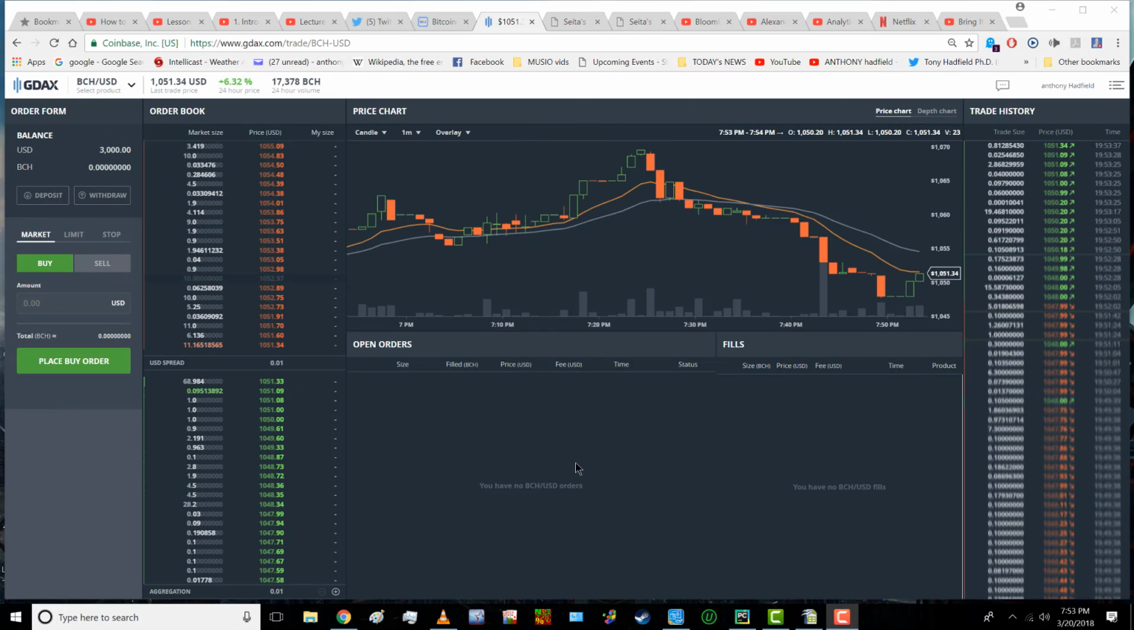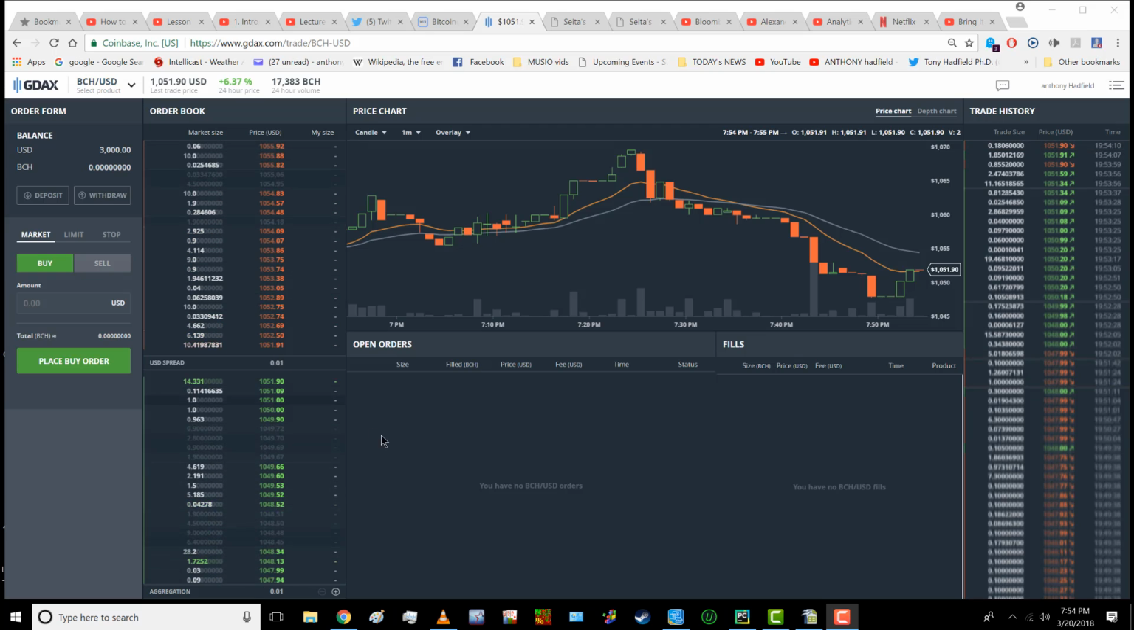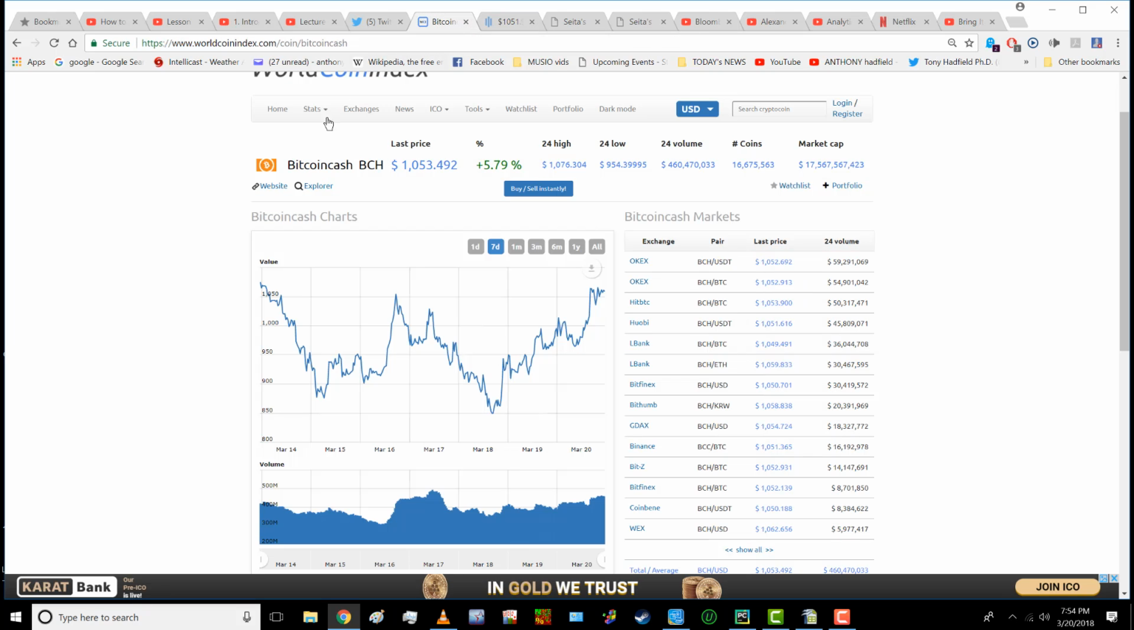So I finally got my money onto the GDAX exchange, which is a subsidiary of Coinbase. You can transact, purchase, and sell four coins here, namely Bitcoin, Bitcoin Cash, Ethereum, and Litecoin. And I'm currently studying the market, watching its downside, which is kind of going to come.